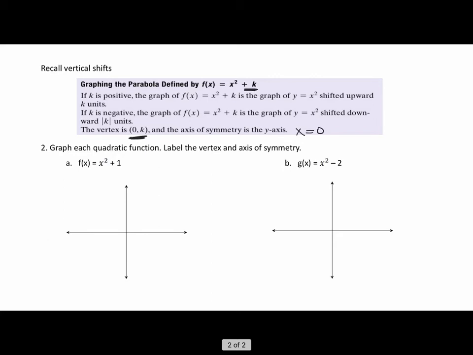So let's look at some examples here. Label the vertex and axis of symmetry for A, x squared plus 1. So this is a shift up 1 unit. So our new vertex is going to be at 0, 1. And it looks just the same shape as usual. And then we need an axis of symmetry, which is going to go through the vertex with a vertical line here of x equals 0.